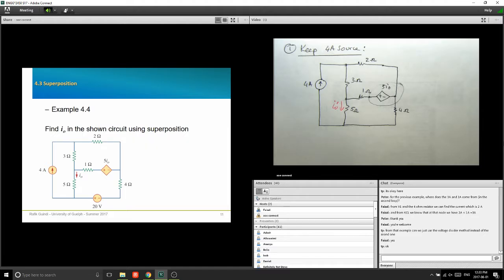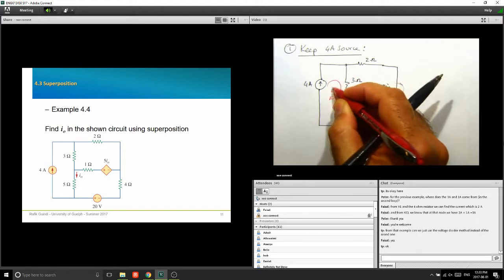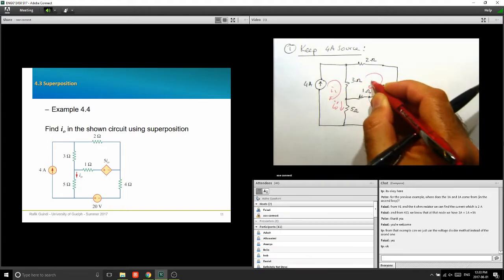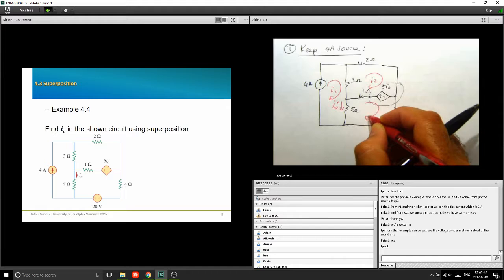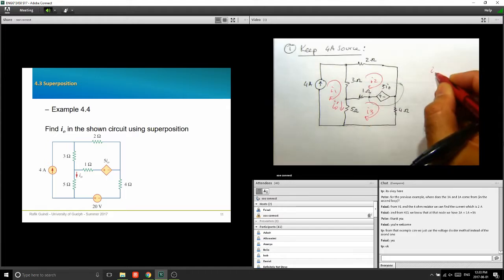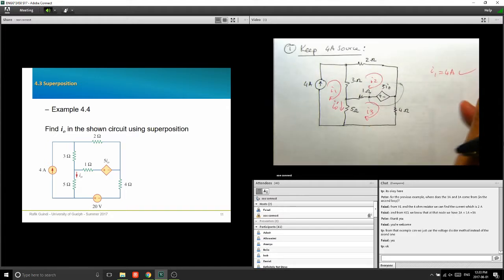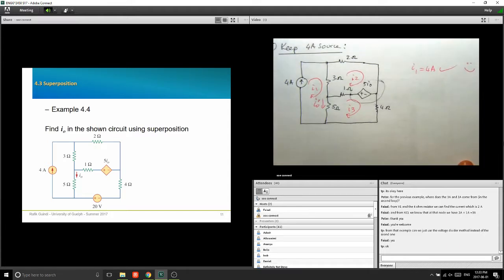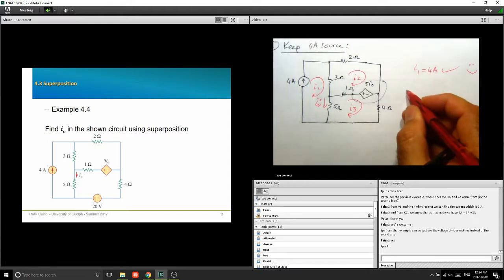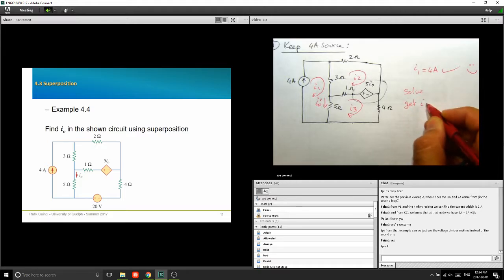dash. Okay, so they're saying I1, I2, I3, I1 equals 4 amps. That's solved. That's nice to know. And then you solve, get I3, and then I naught is equal to I1 minus I3, which is equal to 4 minus I3, right?